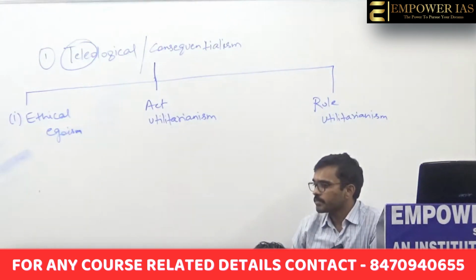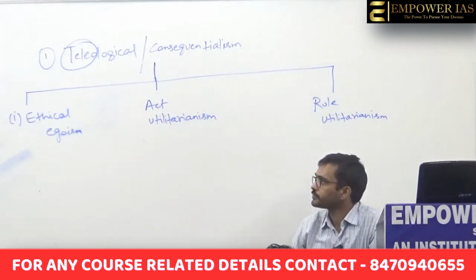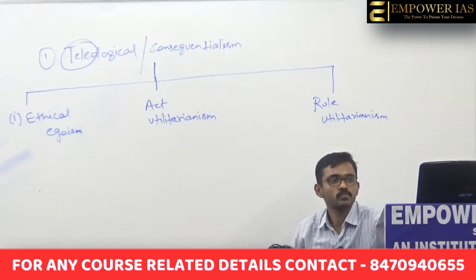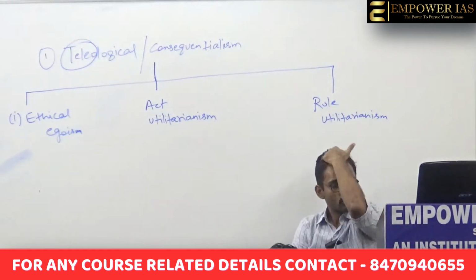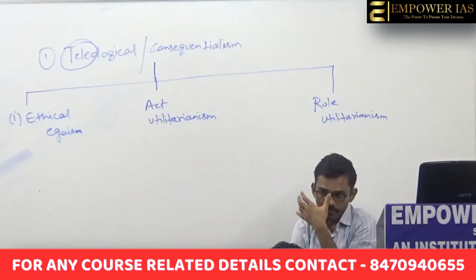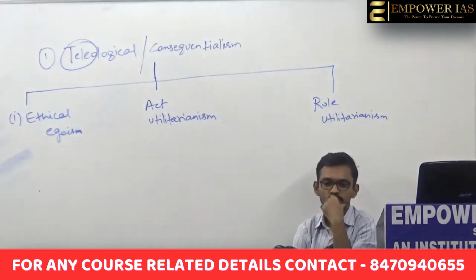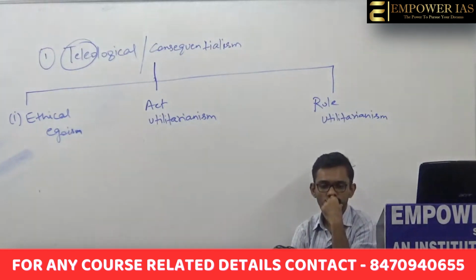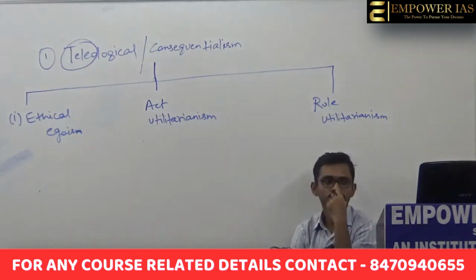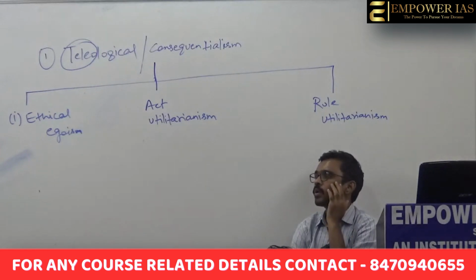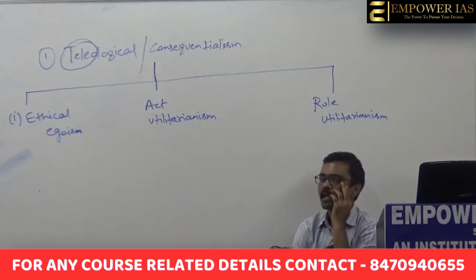Rule utilitarianism expands the focus of moral deliberation by asking 2 questions. First, what are the long-term consequences of my action?